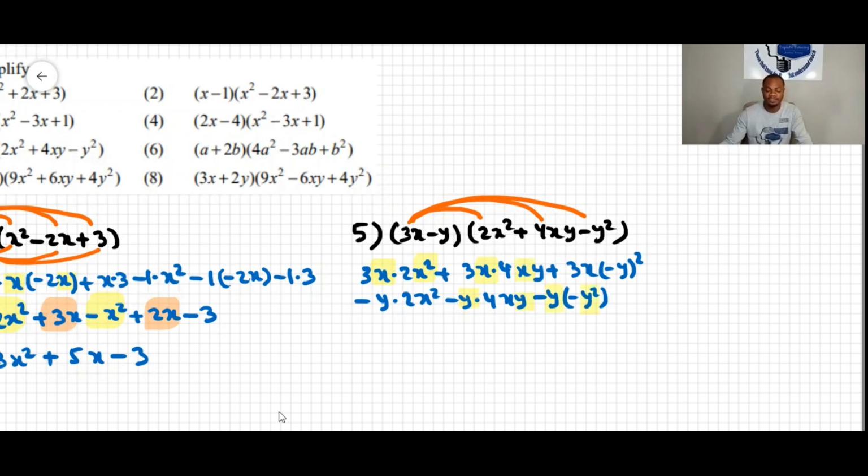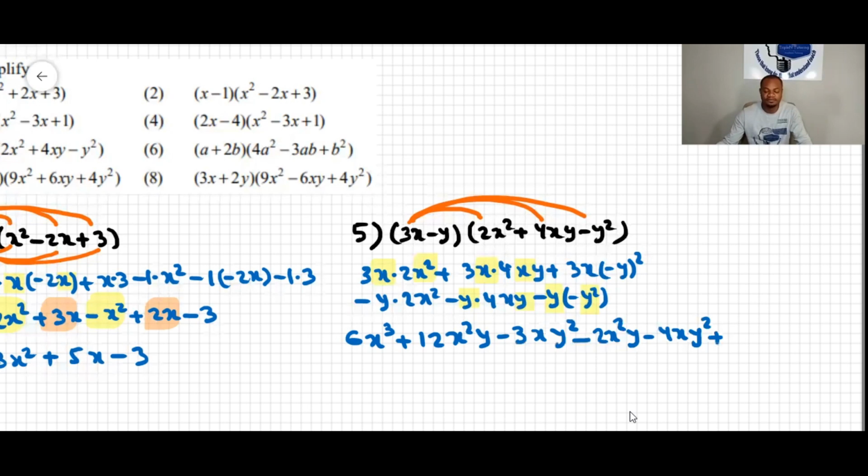So these can be combined, and then we'll have 6x to the power 3 plus 12x squared y, and then positive times negative makes negative, so negative 3xy squared, and then minus 2x squared y, and then that makes negative 4xy squared, and then positive y to the power 3. Now, is there any factor?